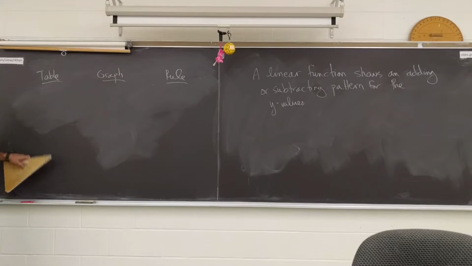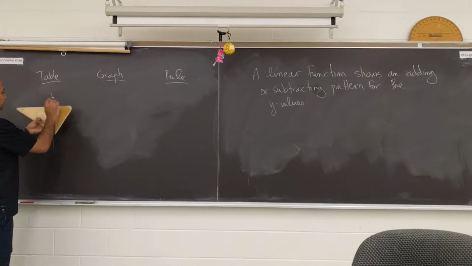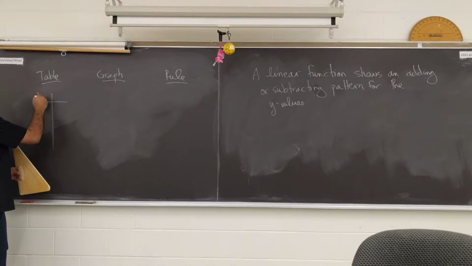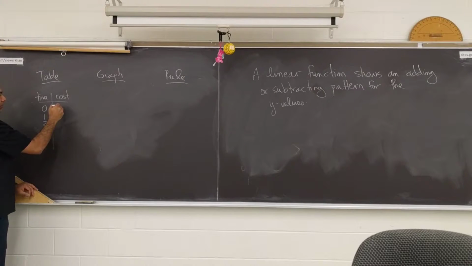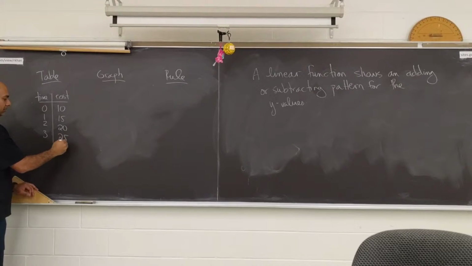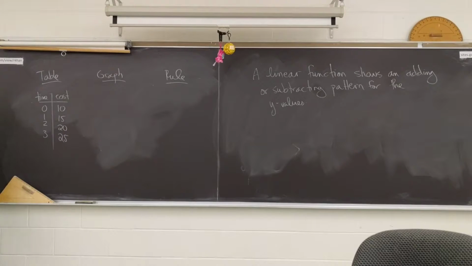If I look for a table here, and again, if I just use my same exact time and cost, if I do 0, 1, 2, 3, if I do the same thing with $10, 15, 20, 25, the mistake I'd made in the last one. You can put dollar signs if you want, but it doesn't really change anything.